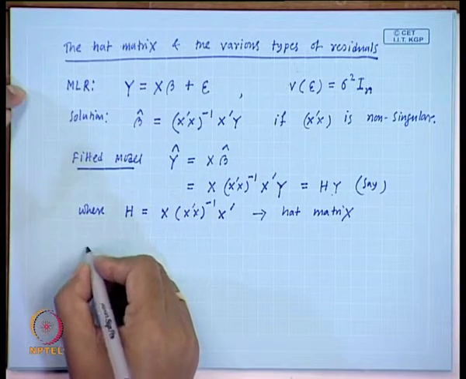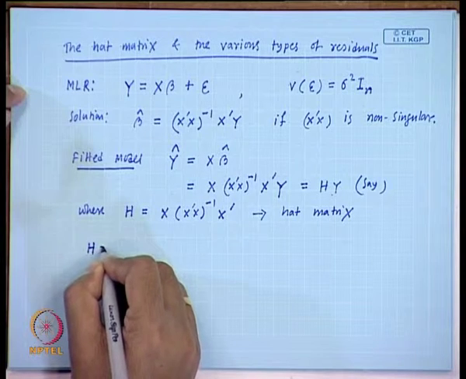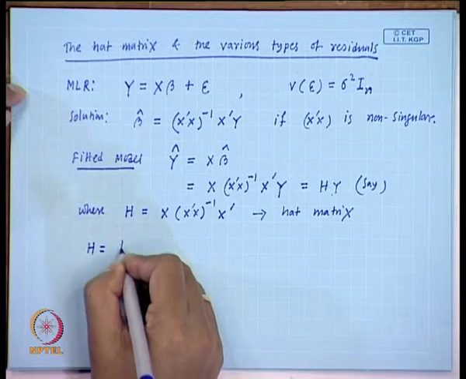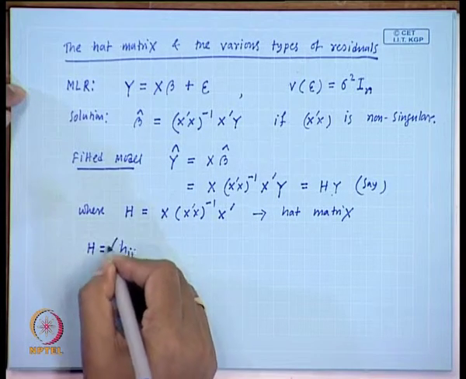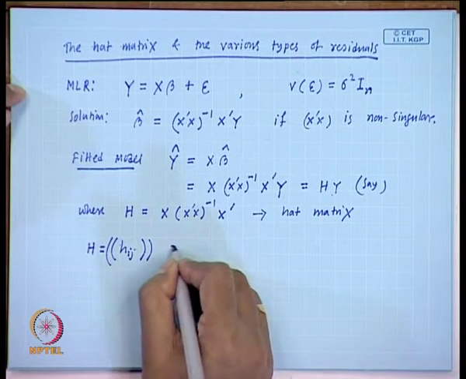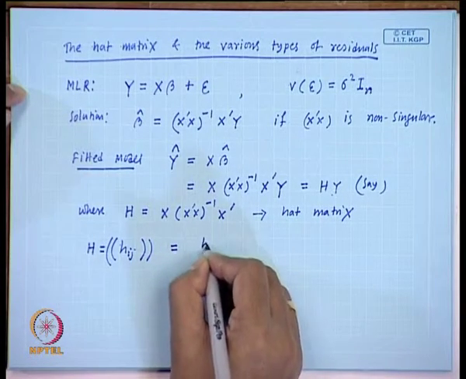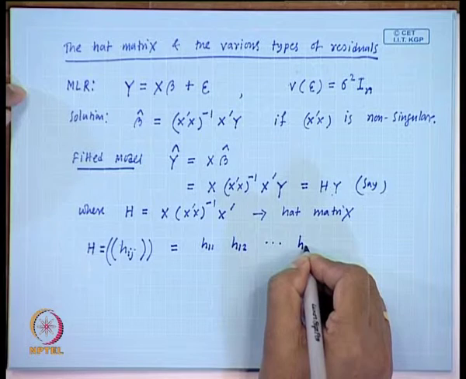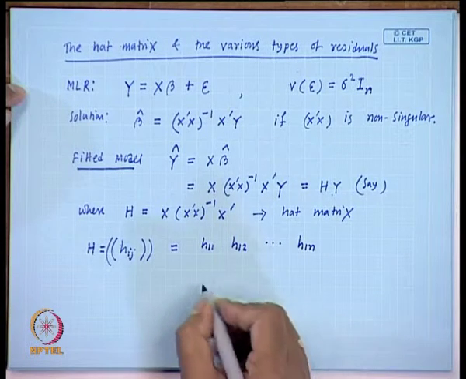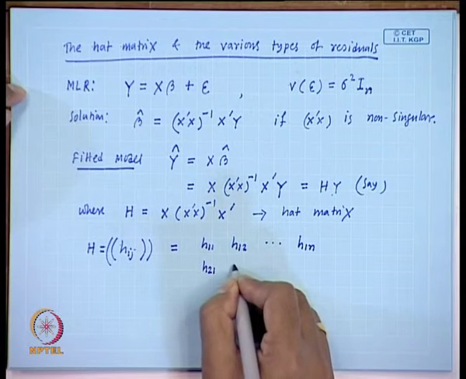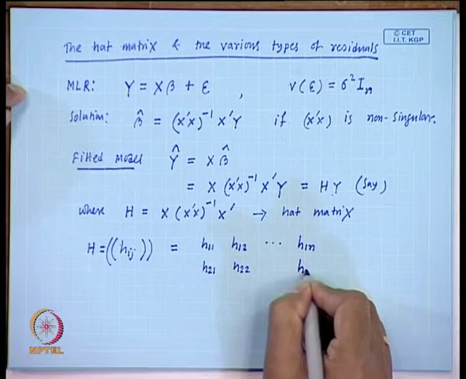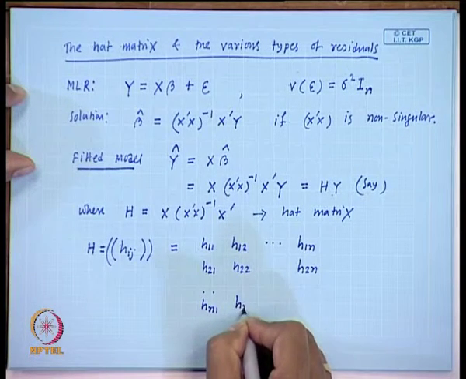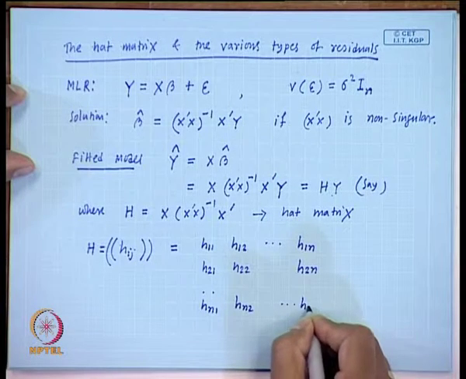Anyway, so the elements of H, say H i j, is equal to the matrix with rows H11, H12, up to H1n; H21, H22, up to H2n; and so on down to Hn1, Hn2, up to Hnn.